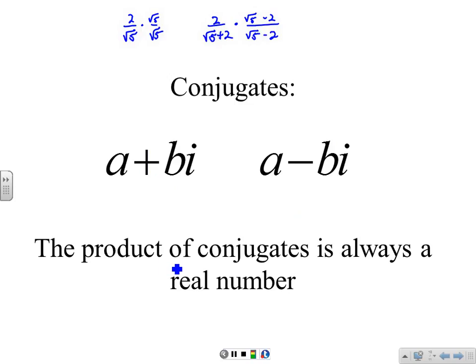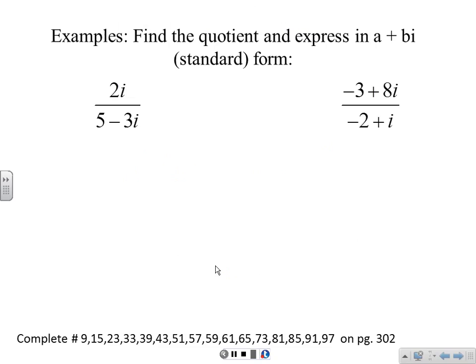And notice the product of conjugates is always going to be a real number. Okay, so find the quotient and express in standard complex form. Alright, so here I have an i in the bottom, but I also have a binomial, so I need to multiply by the conjugate this time, so we're going to have 5 plus 3i on top and bottom.